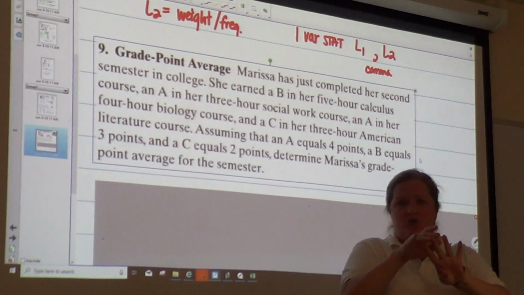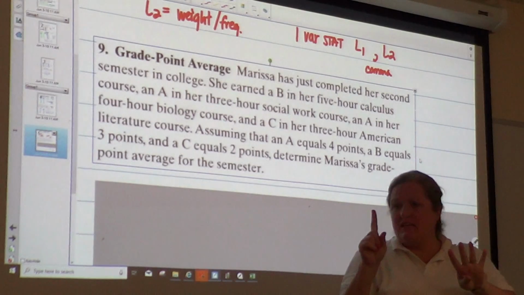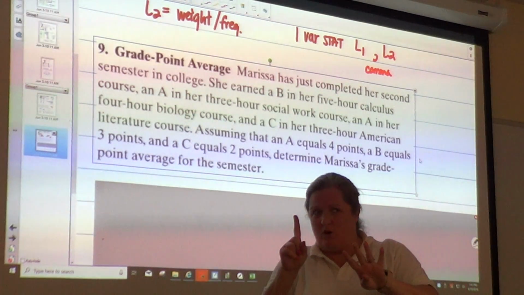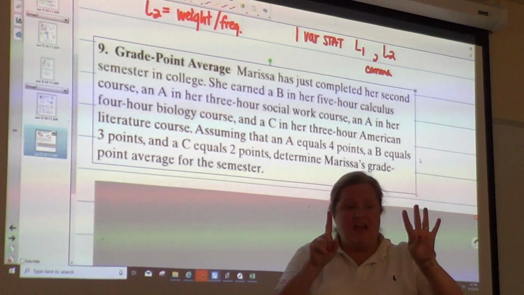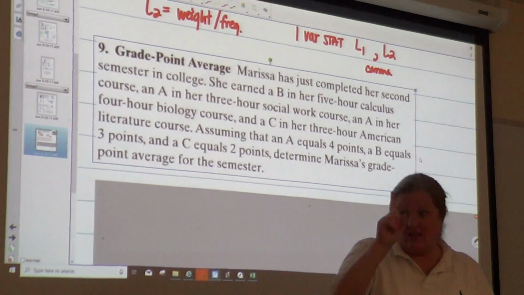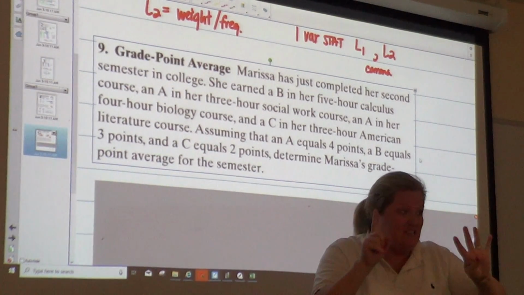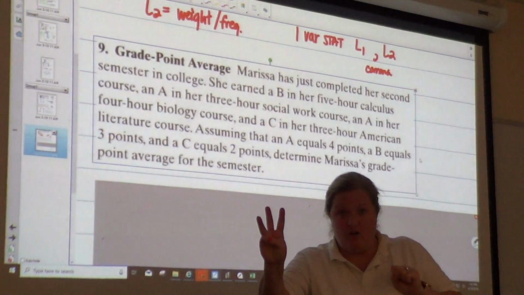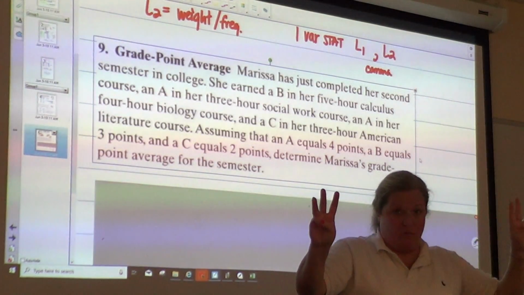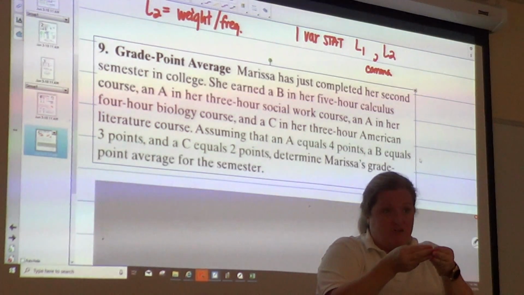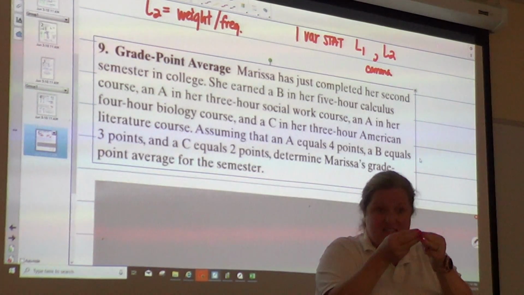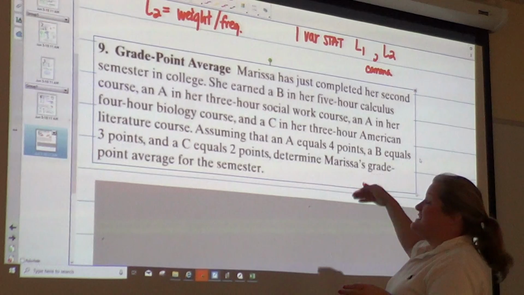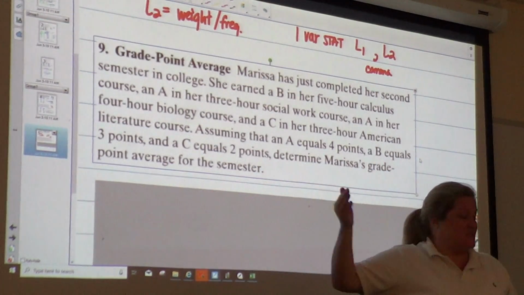biology is a 4 credit hour course. Tennis is a 1 credit hour course. This counts 4 times as much as this one. They're weighted differently. Now, had it been an A in a 3 credit hour course and a C in a 3 credit hour course, then it would average out to a B because they're weighted the same. So you've got to take into account the different weights.